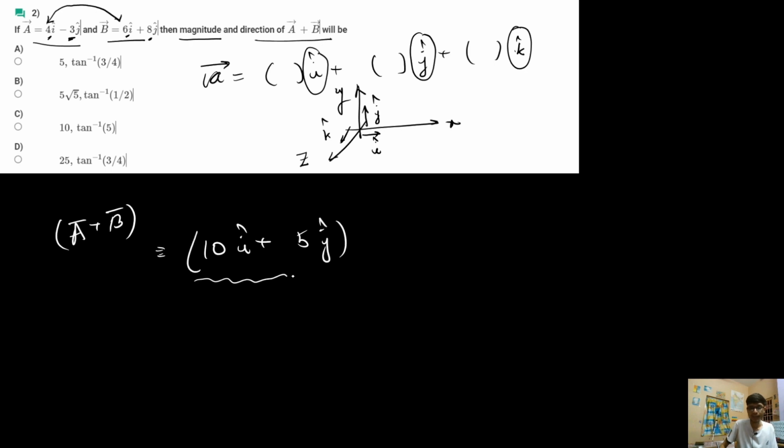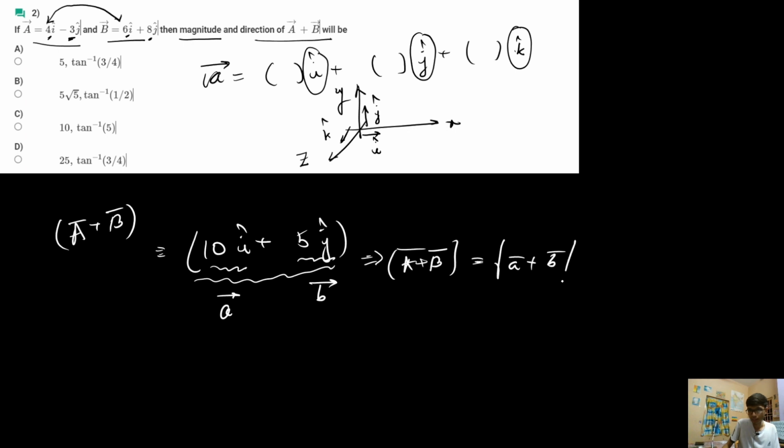Now from here, if I get the vector in this particular fashion, I can write the vector. If I write this particular vector as small a vector and this one as small b vector, the magnitude of this vector, that is capital A plus capital B magnitude, can also be written as the magnitude of small a vector plus the magnitude of small b vector.